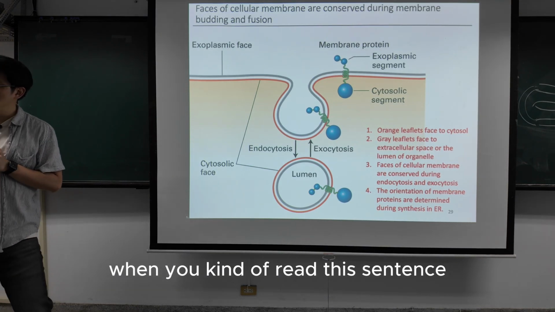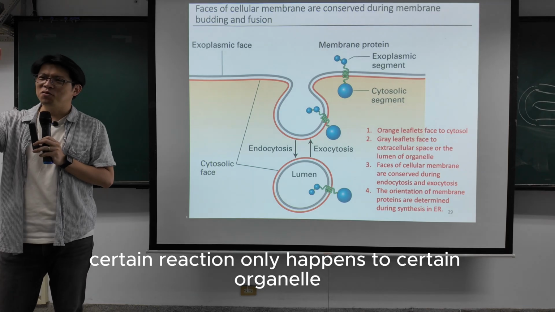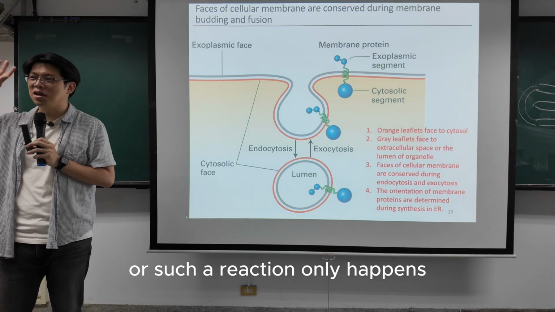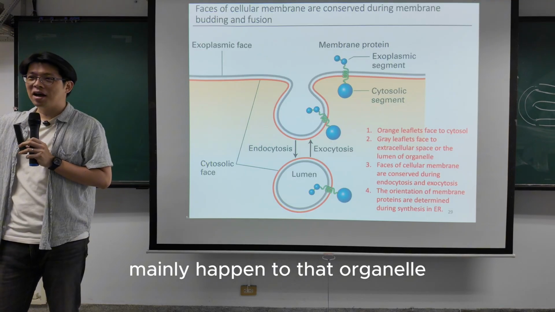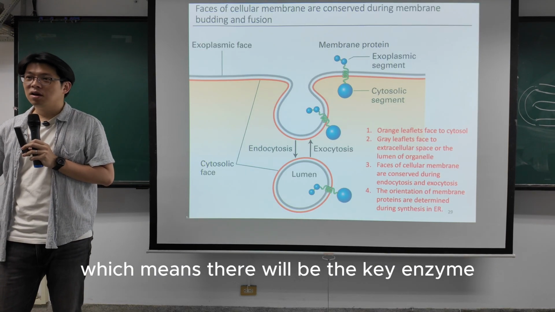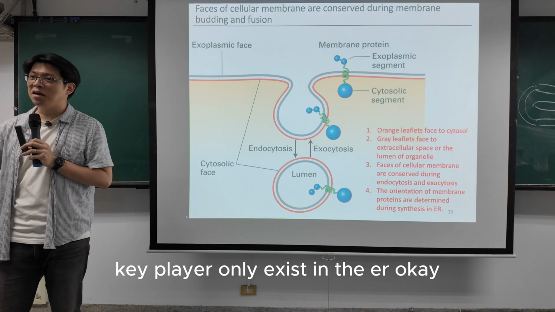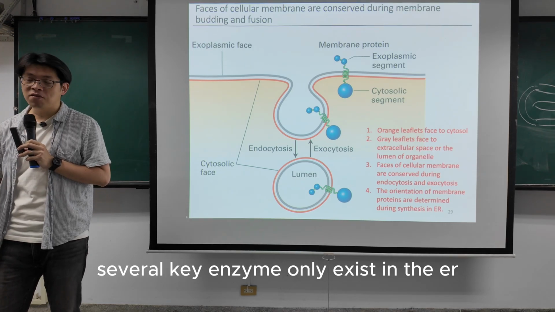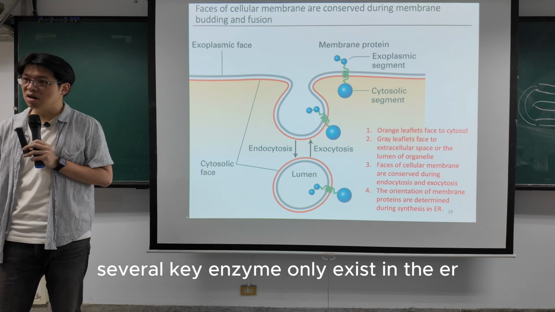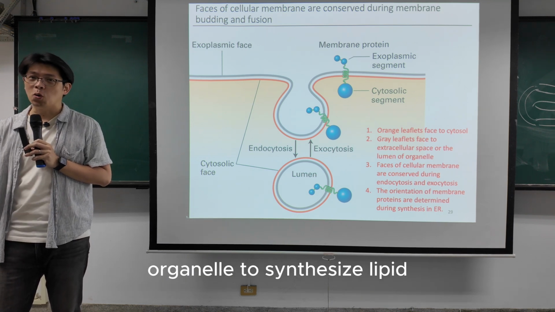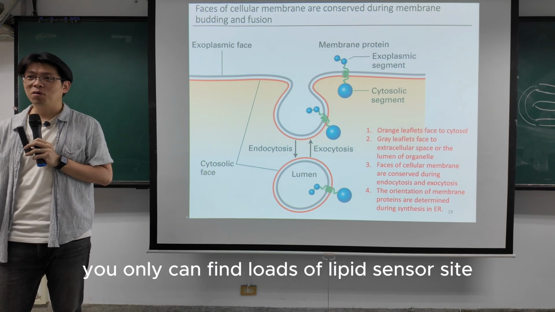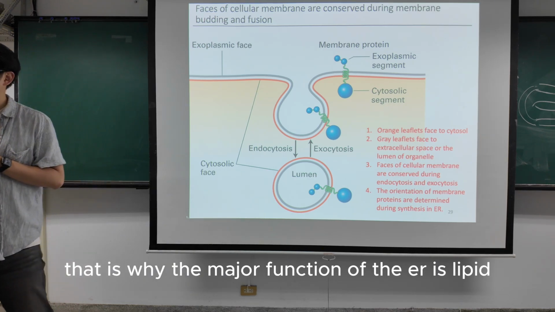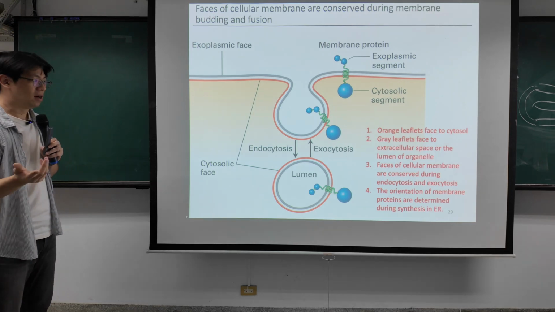When you read this sentence, certain reactions only happen in a certain organelle, or such a reaction mainly happens in that organelle, which means the key enzyme, the key player, only exists in the ER. So there are several key enzymes that only exist in the ER. That is why the ER is the major organelle to synthesize lipid. You can only find those lipid synthesis proteins in the ER membrane. That is why the major function of the ER is lipid synthesis.